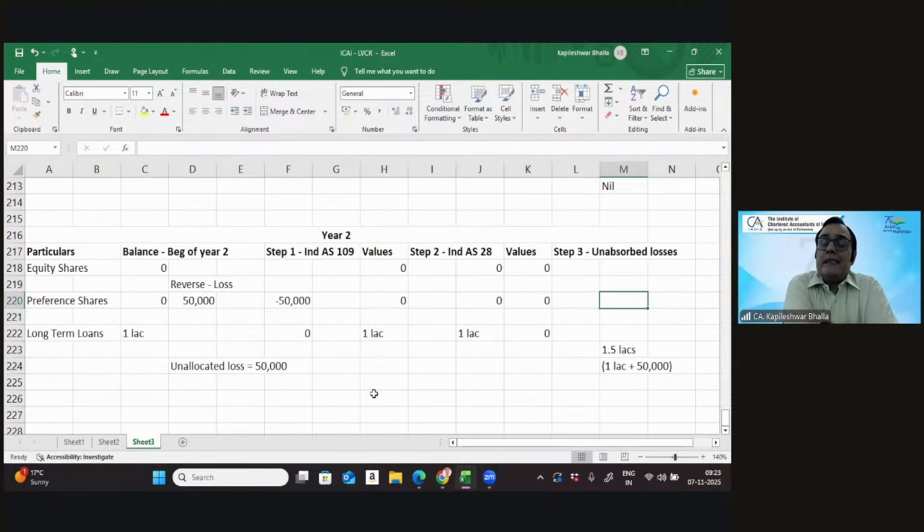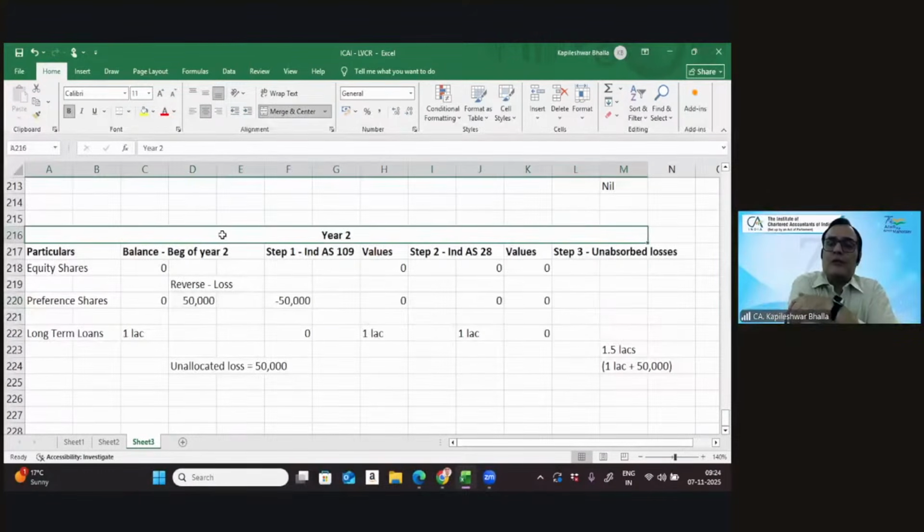So this is the year number 2. What we did in this particular case in the year number 2, since the amount of investment was 0, we had to reverse the losses allocated under 28. And then whatever unallocated losses of equity and the reversal of losses are there, it becomes an unabsorbed loss. And next year, you will have to allocate the loss of 1.5 lakhs again.